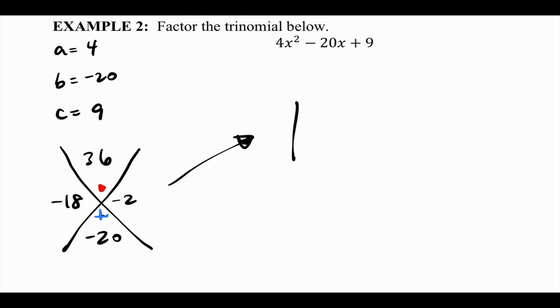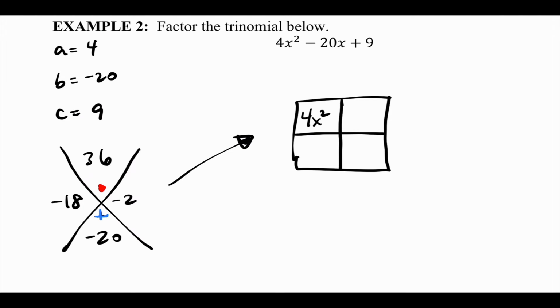Okay. We have 4x squared, positive 9, negative 18x, negative 2x. So to make x squared, we know it's going to be x times x. But there's a couple different ways to make 4. We could do 4 times 1. I could have one of these be a 4 and one of them be a 1. I can have 2 and 2.